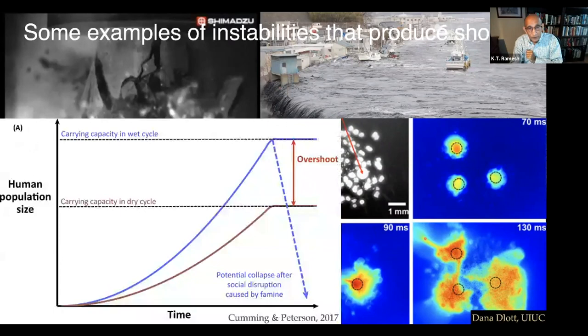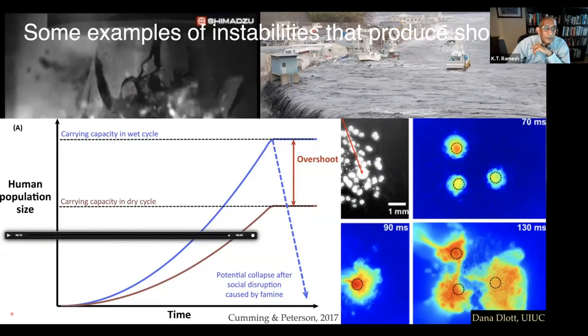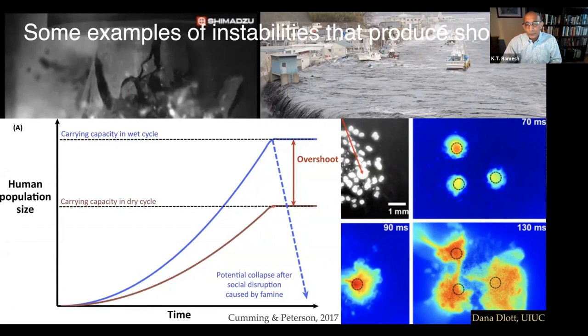And finally, to make a link for you, here's another kind of instability. This is the size of the population as a function of time. And these two lines here are kind of important. This first line here is how much you can sustain in the population when the environment is dry. So you have a dry season. And this is how much you can sustain when the environment is wet. You have a wet season.